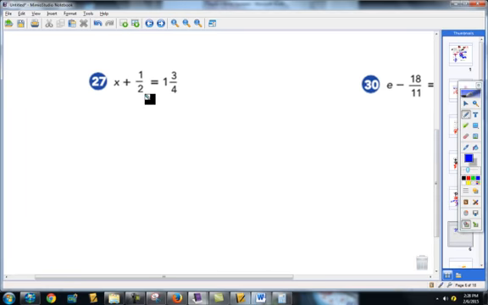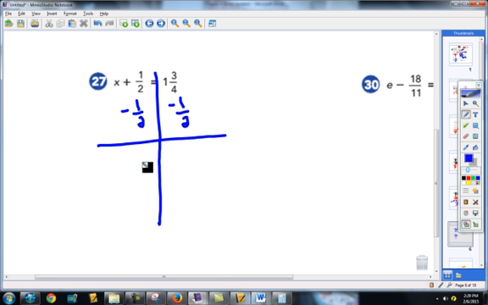Now this one, I do want to talk about for a minute. I see that 1/2 is being added to the variable, so I want to undo that by subtracting 1/2 and subtracting 1/2. That leaves me with x over here. Now I'm going to do 1 3/4 minus 1/2. You could leave this as a mixed number. I'll do it both ways, or you could turn it into an improper fraction and do it this way.